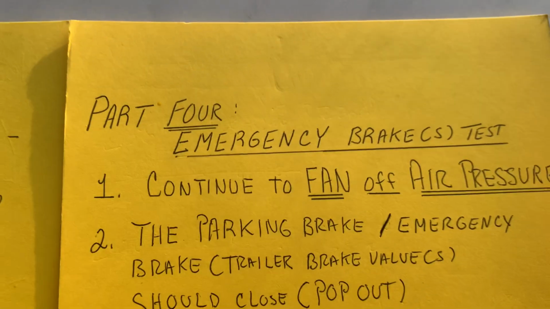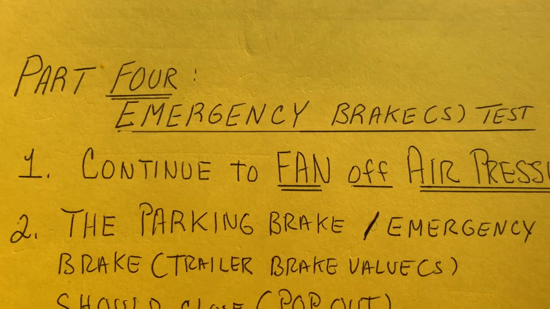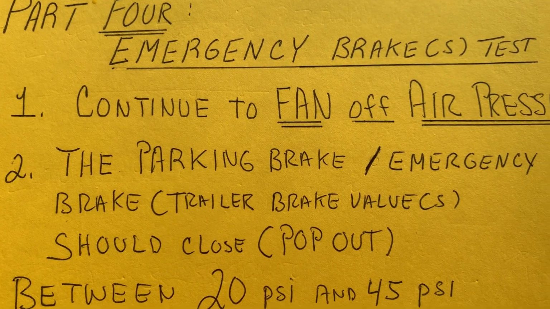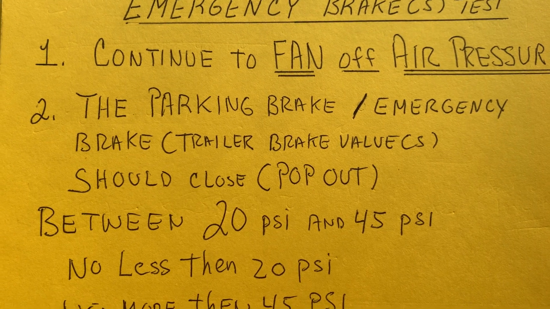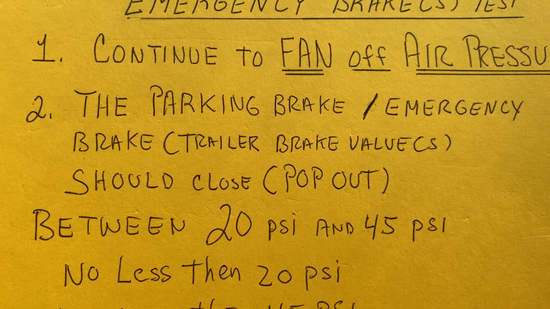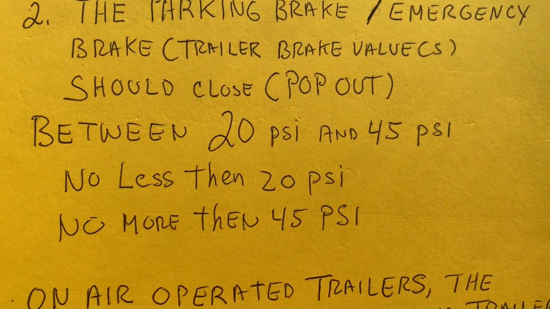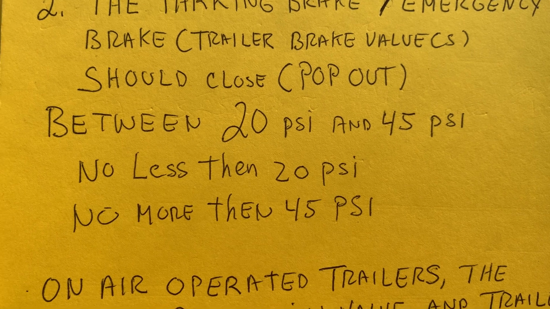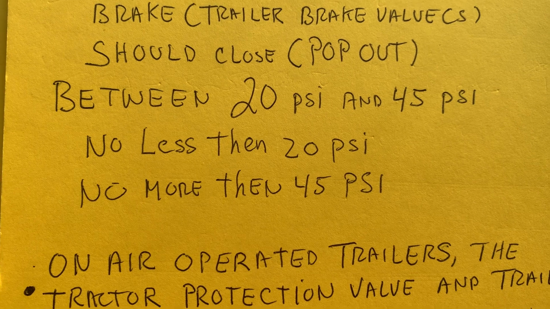Part 4, and the final part of the 4-part test of the air brake, is your emergency brake test. You'll continue to fan off the air pressure. The parking brake, emergency brake, trailer vehicle valve shall pop out between 20 and 45 PSI. No less than 20 PSI and no more than 45 PSI. Know those numbers.